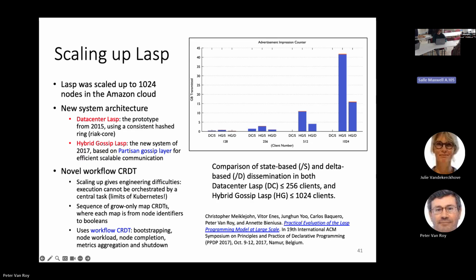And here you can see some of the performance. This is the number of gigabytes transmitted, the number of clients, up to 1,000 clients. The DC is the data center. S/S means it's state-based, like I showed you. But there's an efficient optimization called delta-based, where, when you do the replica-to-replica communication, you only transmit the changes, the deltas. So that's the delta state-based. This one is more efficient. So the data center one would not go beyond 256. But this one goes up to, we did it up to 1,034 nodes. So this was in 2017, okay?